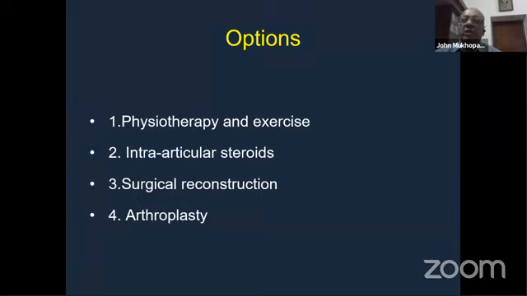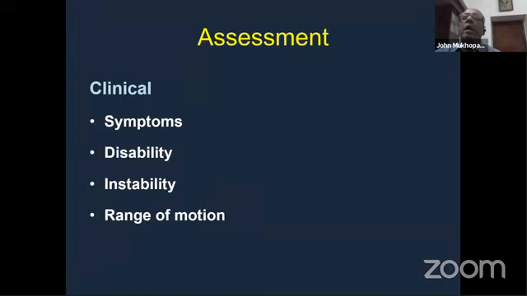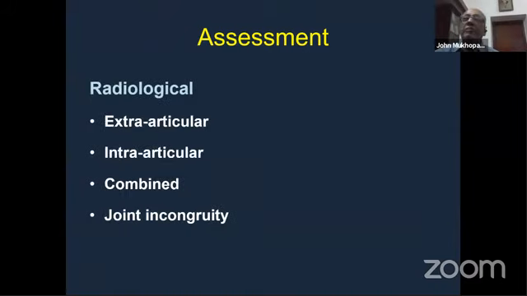plan a surgical reconstruction? The problem is that we get all these various deformities or inadequately reduced fractures. In spite of all our advances today, we still continue to see these problems, and we have to find a way of dealing with them. So you need to assess them clinically in terms of their symptoms, disability, instability, and range of motion. And then you need to assess them radiologically as to whether this is an extra-articular problem, intra-articular problem, is it combined, and you need to look at the joint incongruity.